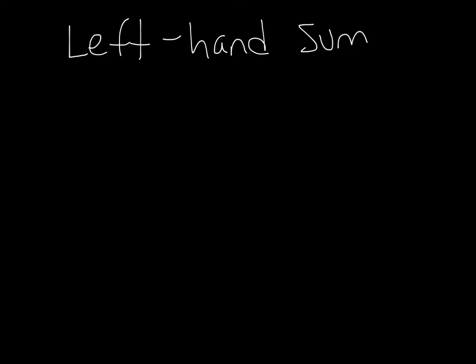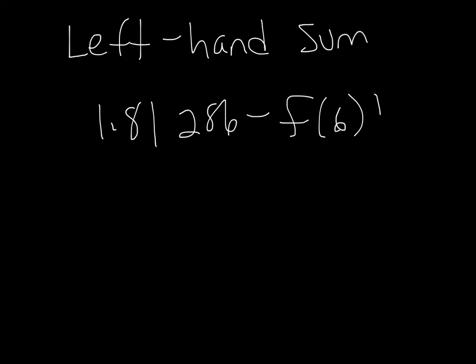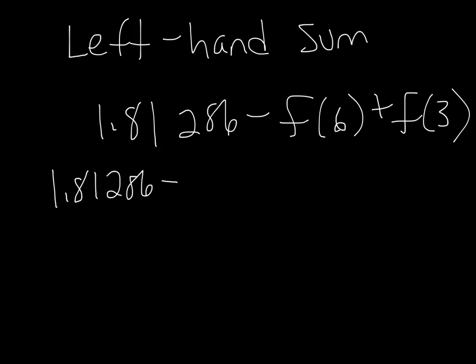Now, fortunately, we have done most of the work. The only difference is in that total that we got, the 1.81286, we want to subtract off f of 6 because we no longer want that. We want instead f of 3. So f of 6 was 0.14286. And let me check what f of 3 is, 0.25. Because the whole middle ones are going to be the same, so you just have to subtract off your right-hand number and add in the left-hand, and voila.